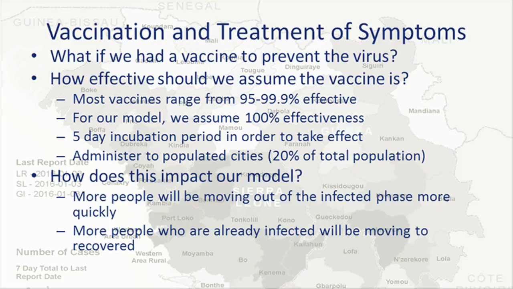And even though that accounts for only 20% of the total population, we think that'll be a good stop, because that's where this disease is spreading, when people are traveling to the big cities, going to airports, coming from rural villages, and then moving out. So it's kind of like a hub. So that's where we decided to attack it. And so this impacts our model mathematically, because more people will be moving out of the infected phase more quickly, and more people who have already been infected will be moving to recovered instead of death.